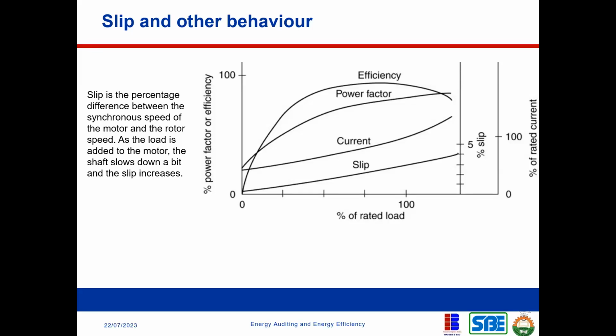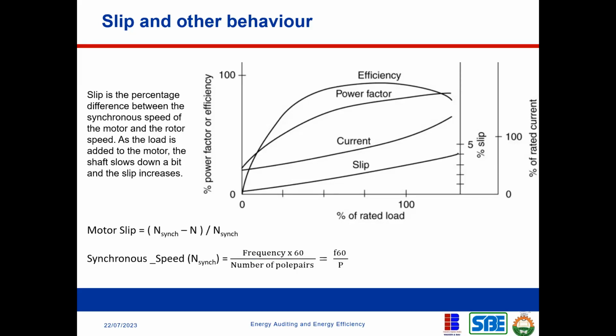The slip will increase. So we are going to discuss how to calculate the slip. Motor slip is equal to the synchronous speed minus the rated speed, divided by the synchronous speed.